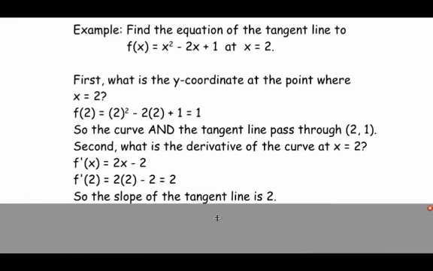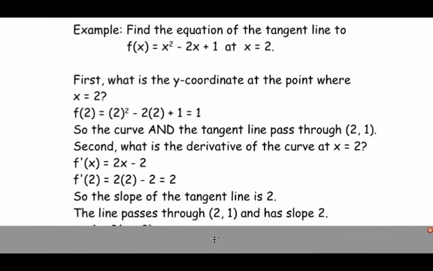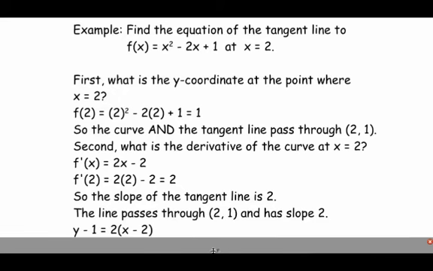So that means that the line is going to pass through (2, 1), and it's going to have a slope of 2. So using point-slope form, I know that the equation of the line is going to be y minus 1 equals 2 times x minus 2.